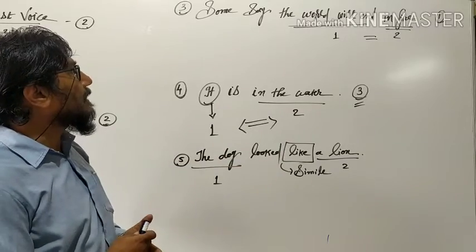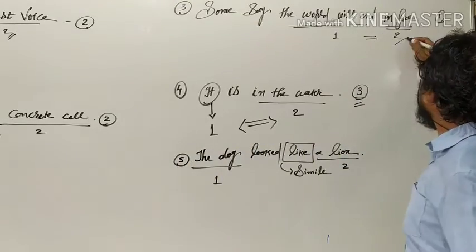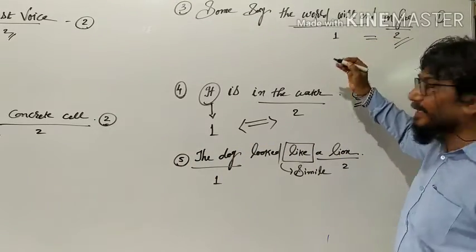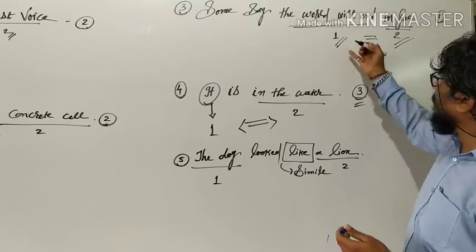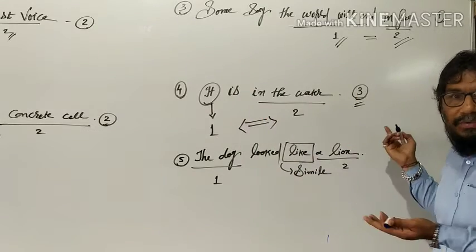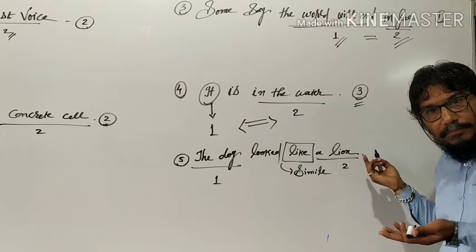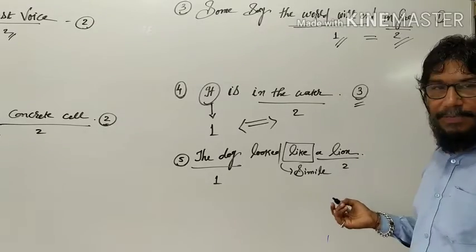Some say the world will end in fire. Where the world will end, that's fire, and where fire is, that is the end of the world. 1 is equal to 2, 2 is equal to 1. Exact equality, that is metaphor.